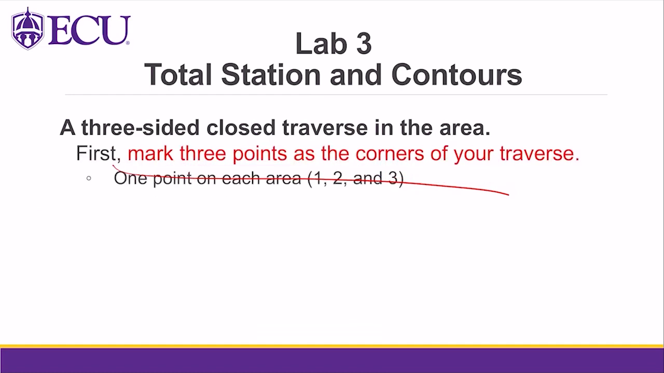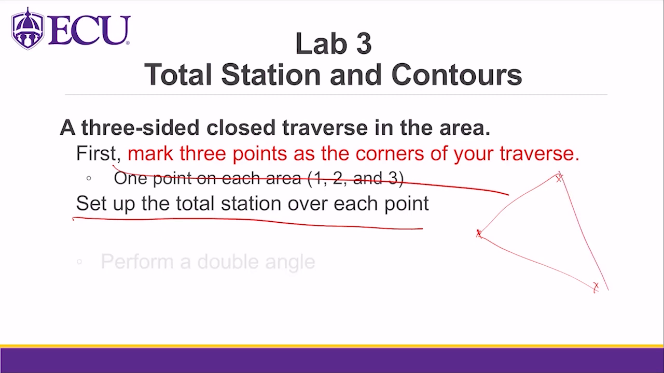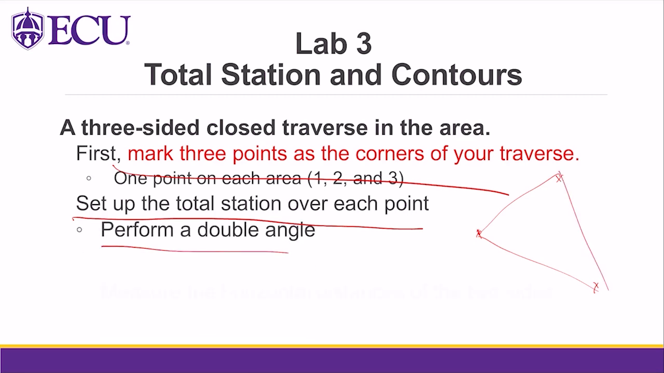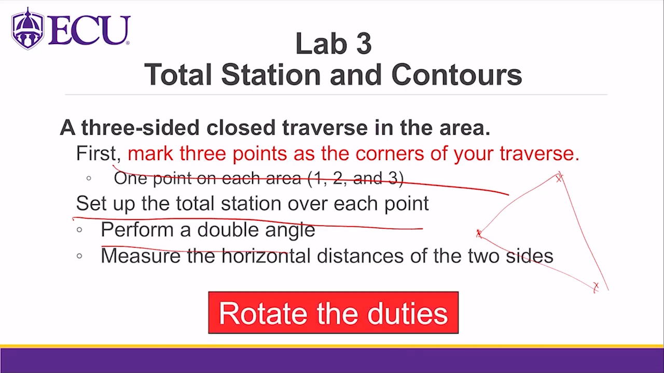Students had to pick 1 point in each area, and then they had to set up the total station exactly over the point. You'll see the point of using the nail, because let's say you have 3 corners, right? We go to the next one. Perform a double angle and measure the horizontal distances of the 2 sides.